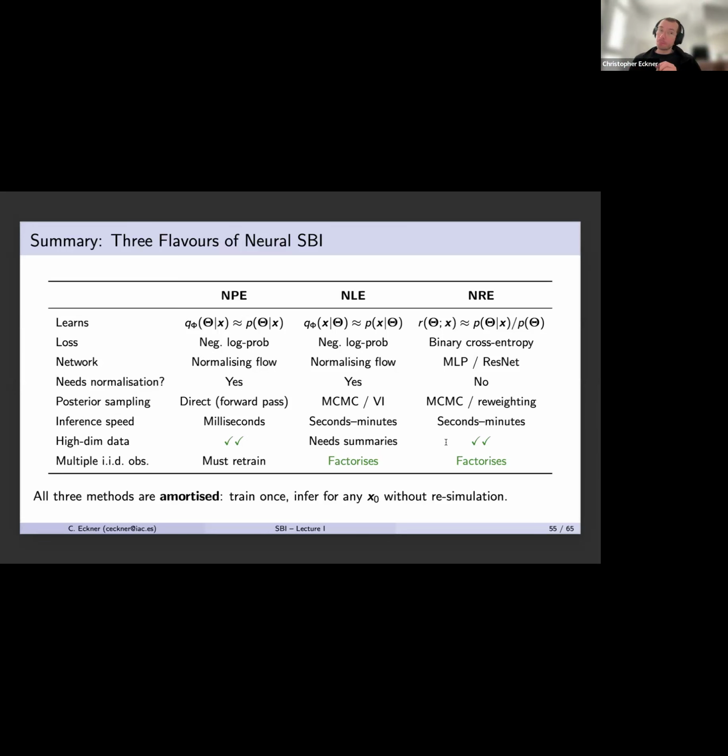However, if you have multiple observations, this is a bit harder for neural posterior estimation. There you have to retrain. So it's not so easy to combine observations of the same thing, but from different experiments, different instruments whatsoever, while this is easier for neural likelihood and neural ratio estimation.